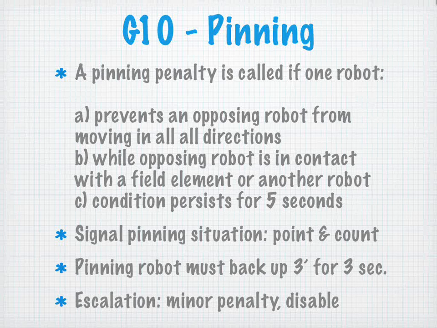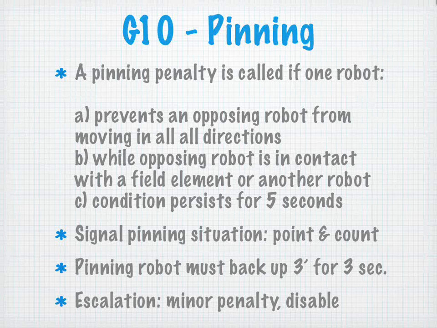And the escalation on that is that first it's a minor penalty, and then we're supposed to disable the robot. We're supposed to make that robot back out of the way and then disable it. Gosh, I hope I never have to do that. That sounds kind of tricky to actually do. So hopefully that minor penalty will get people to knock it off.